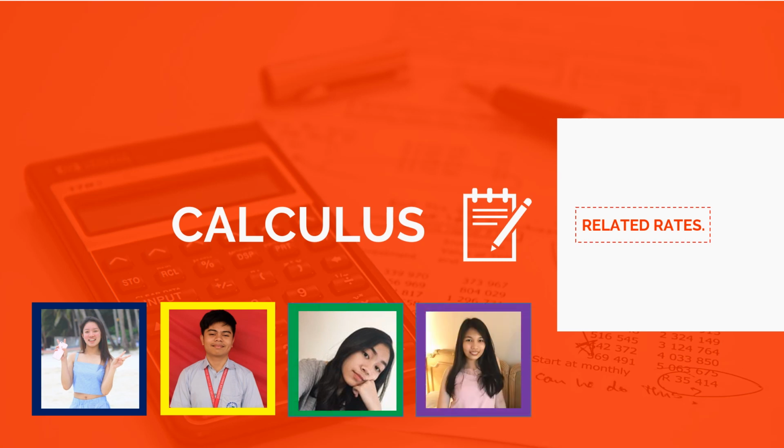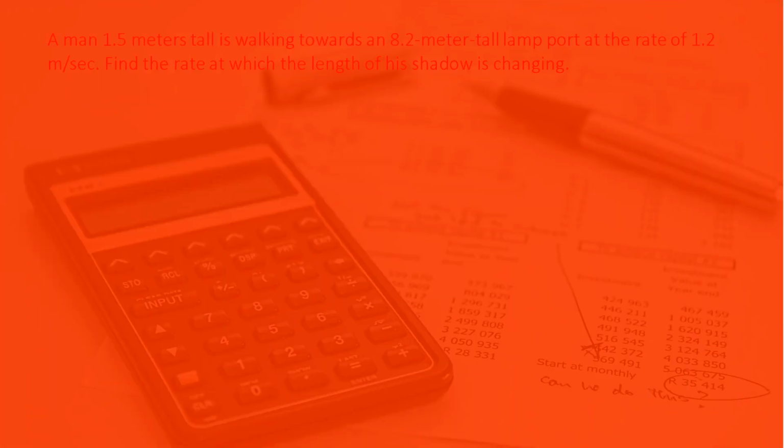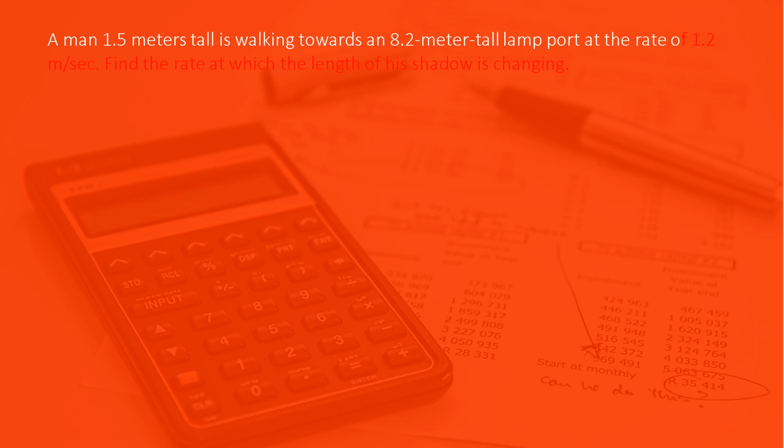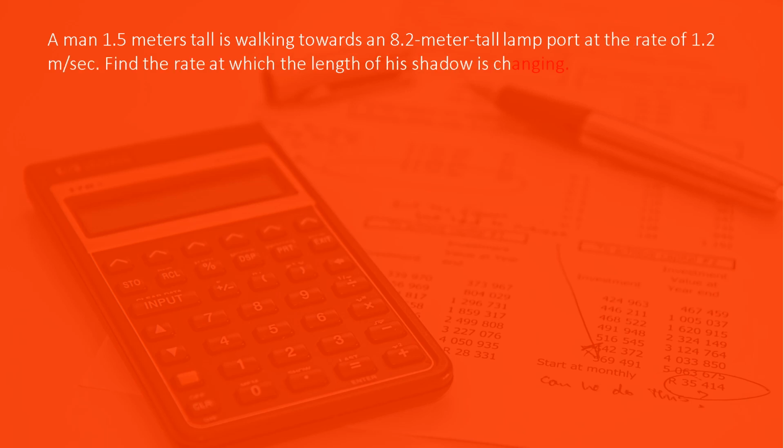And today, we will be solving a problem in calculus regarding related rates. The problem says a man 1.5 meters tall is walking towards an 8.2 meter tall lamppost at the rate of 1.2 meter per second. Find the rate at which the length of his shadow is changing.